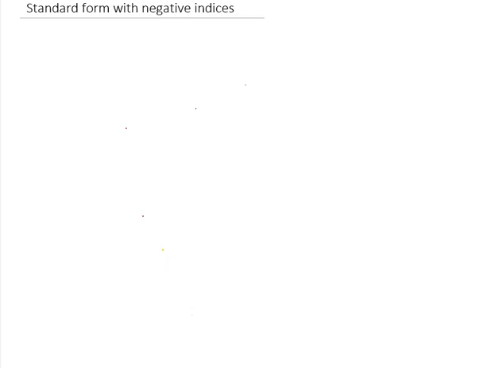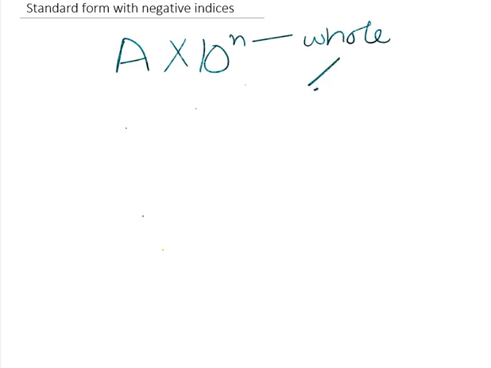Hi, in this video we are going to discuss the standard form with negative indexes. The general format for a standard form is a times 10 raised to the power n. Our n must be a whole number value. It can be a positive or a negative value, but it has to be a whole number. But your a must be between 1 and 10.